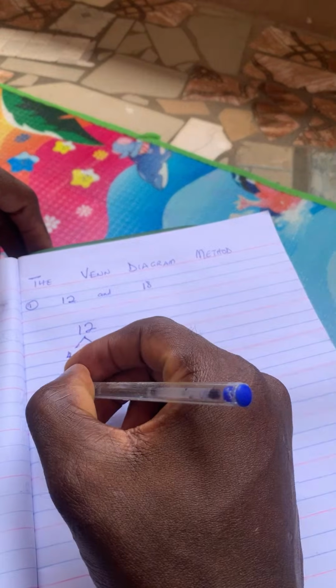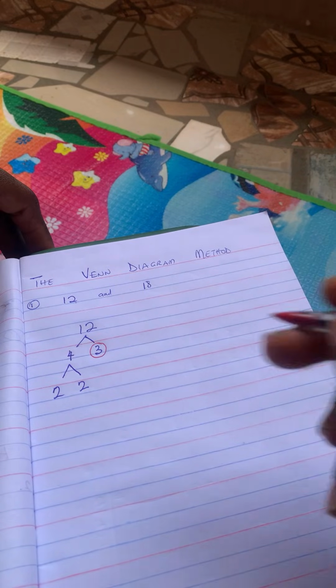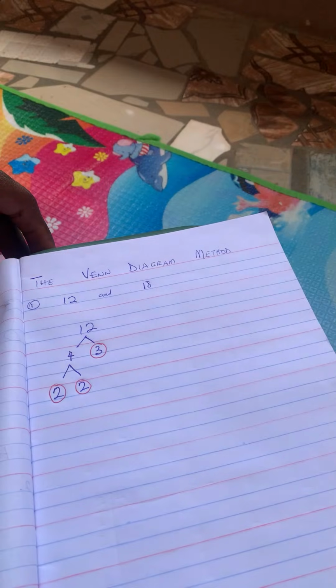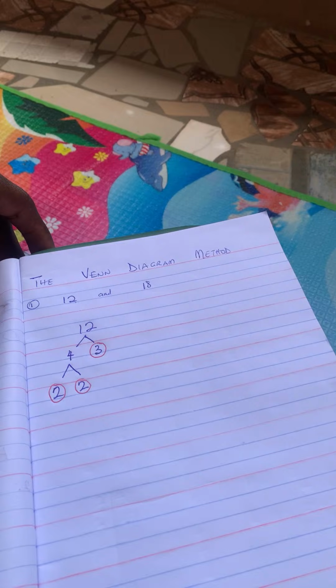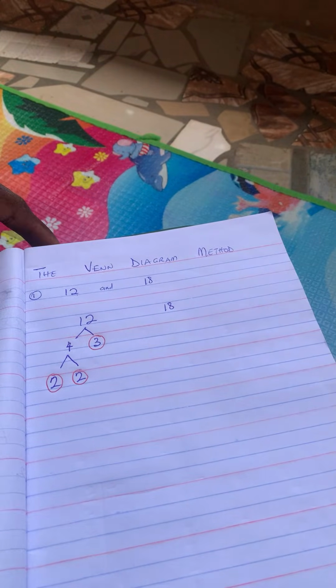So we have 2 times 2. Now since 2 is a prime number, you will circle 2 up and circle this other one up. So we are done with 12. Now everyone with 18, which number is multiplied to give us 18?